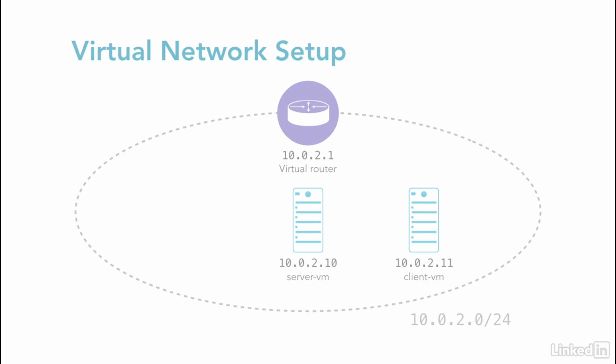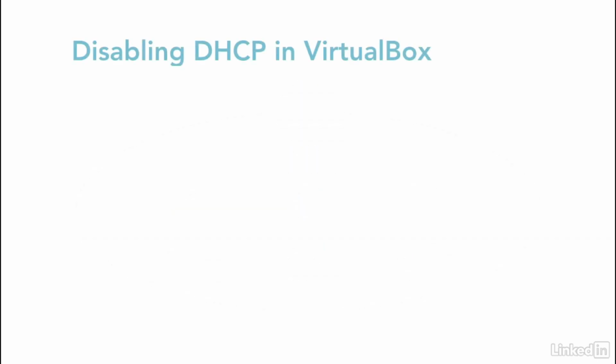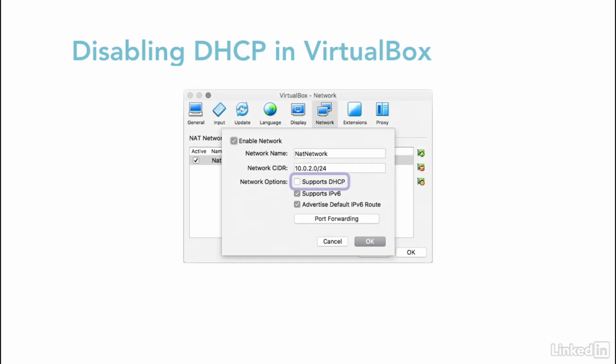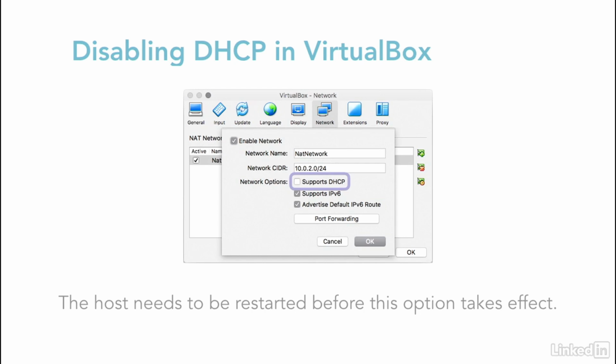I'm using a virtual network because some of the things we'll be doing could affect a production network, and we don't want that. The VirtualBox software offers a DHCP server as a feature, and for this course, we need to turn that off. When we configure a NAT network, there's an option to disable DHCP. That's great, but there seems to be a bug in the software that makes it not respect that setting until the host system is restarted.